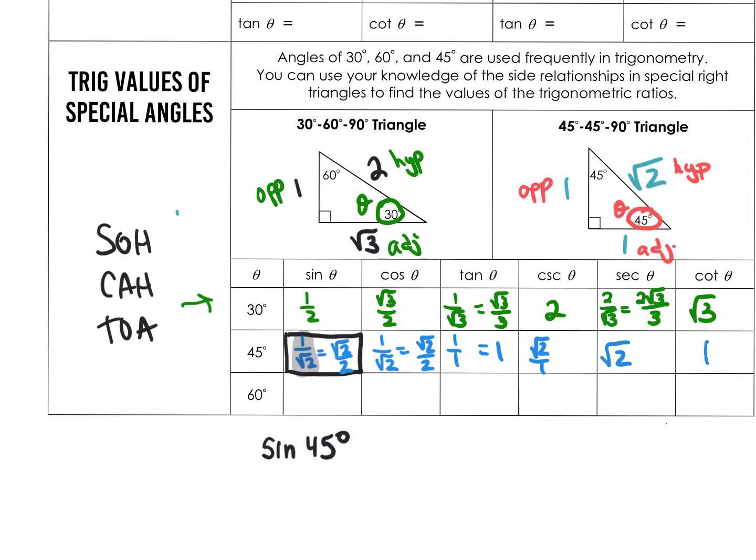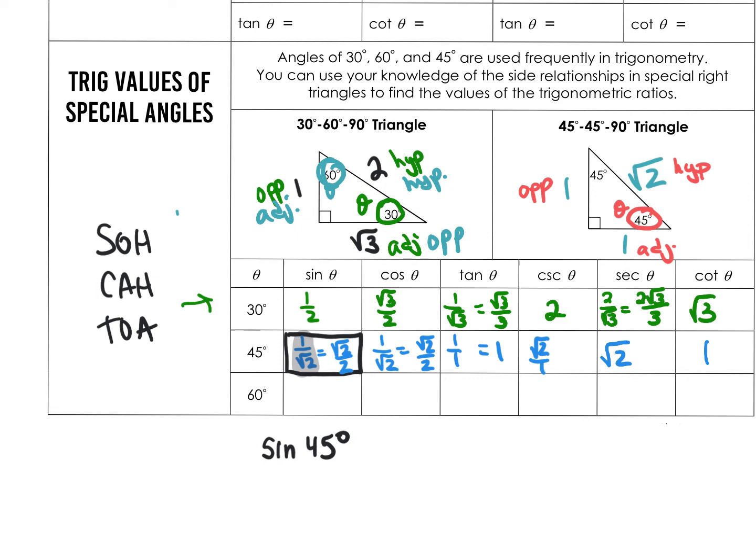Now for the 60, we're just going to switch things up. If my angle over there is 60, then now this becomes the opposite and this becomes the adjacent. So they'll switch, and this is still the hypotenuse, of course. But because they switch, you'll get the same ratios. You get the exact same line as you do for the 30 degree. It'll just be in different spots.